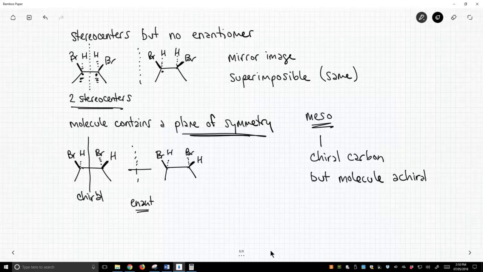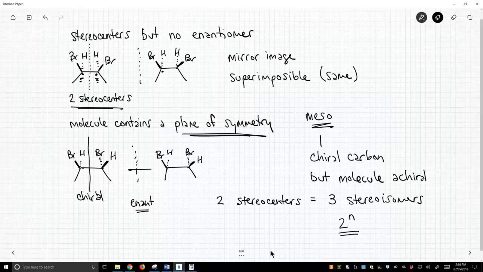There are cases where, so here's a molecule with two stereocenters, and you would say, how many stereoisomers should we have? We should have four. But as it turns out, this has three stereoisomers. This violates our 2 to the n rule that we saw before. The number of stereoisomers ought to be 2 to the number of stereocenters. In special cases, if the molecule is meso, then you're going to lose some of your stereoisomers because they're going to be superimposable structures, meaning you're going to regenerate the same molecule.